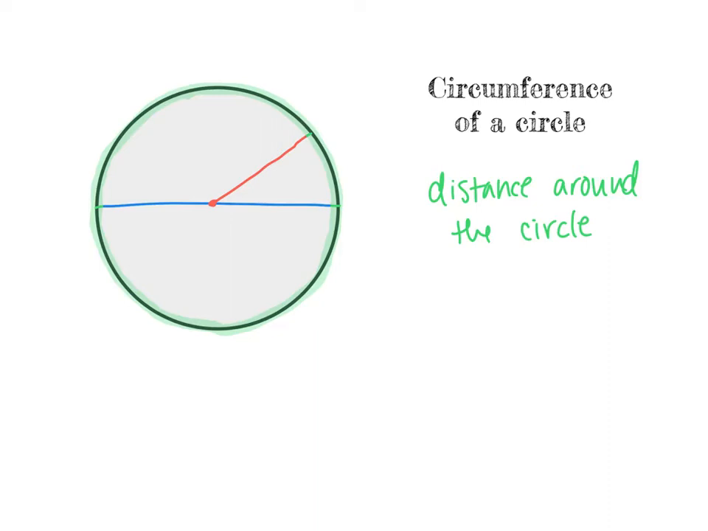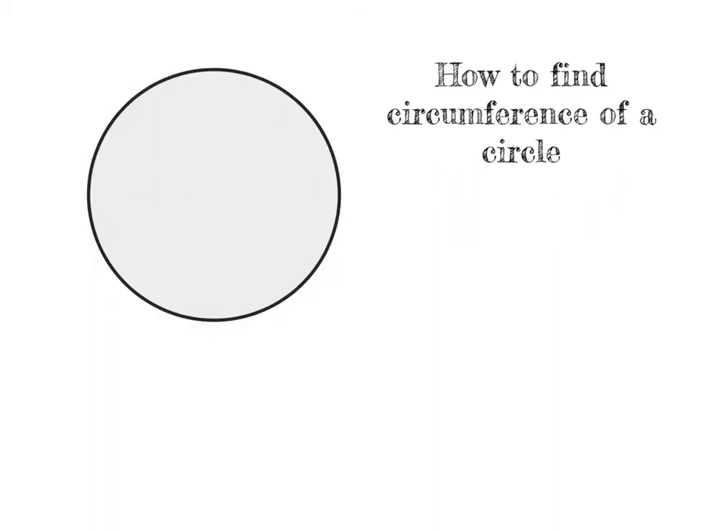So now let's try and figure out, well, if it's the distance around the circle, how could I find the circumference of a circle? And that's what we're going to do next. So how do we find the circumference of a circle, right? Circumference refers to the distance around our circle, right? So how do we find that? Well, mathematicians have developed a formula that we can use, and that's what we're going to do.